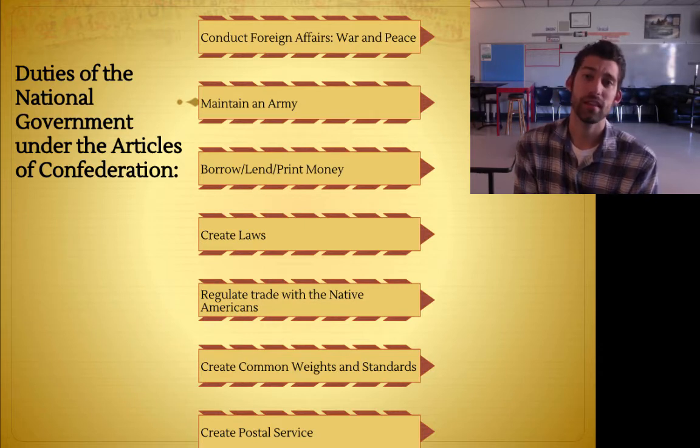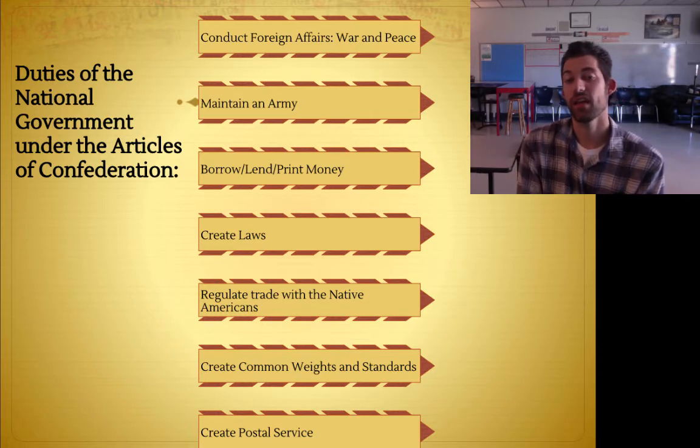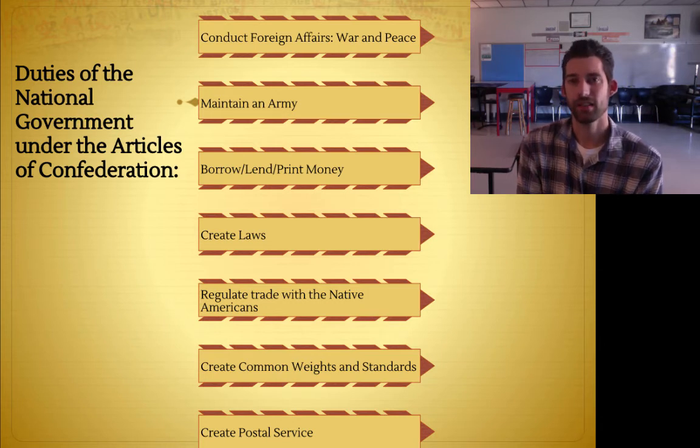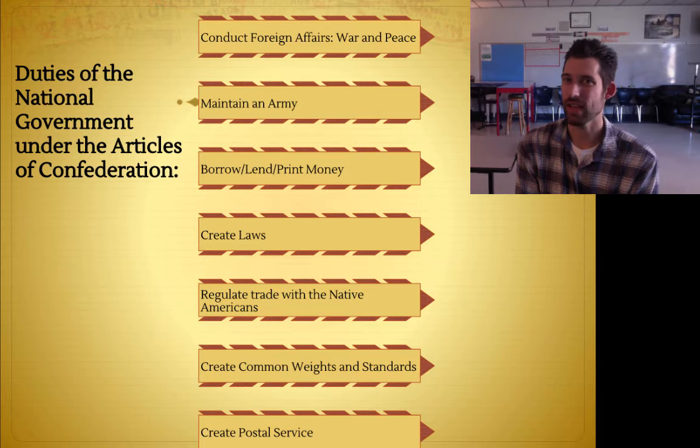They also could regulate trade with Native Americans. Native Americans are a little interesting when it comes to this because they're not considered another country, but they're not considered to be under the jurisdiction of the states either. They kind of fall outside of those. So they're listed separately in the articles as a separate entity, but not quite a country. That shows you that they're not thought of as first-class citizens, more of a second class.